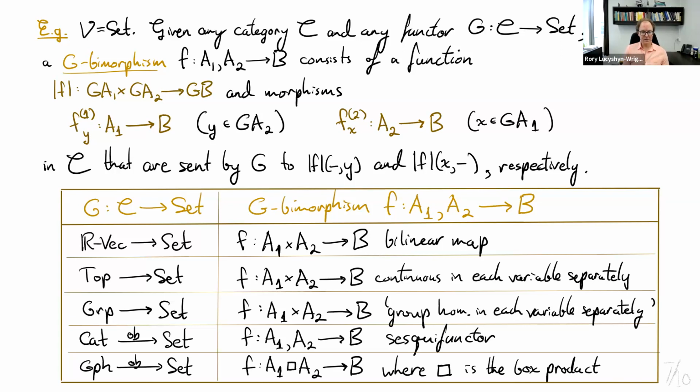And they are morphisms F from A1 box A2 to B, where box is the box product of graphs. So we get these various examples as instances of G bimorphisms, and in particular then, these are instances of G multimorphisms.